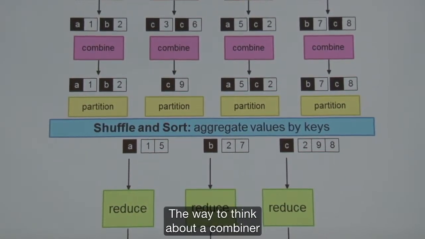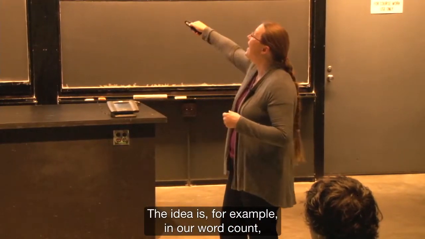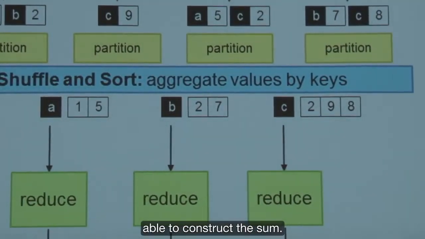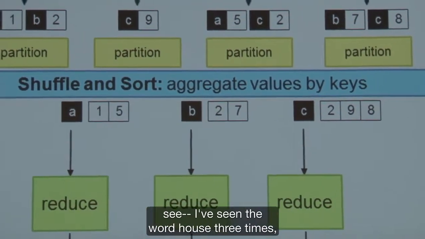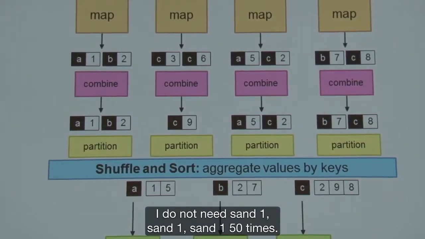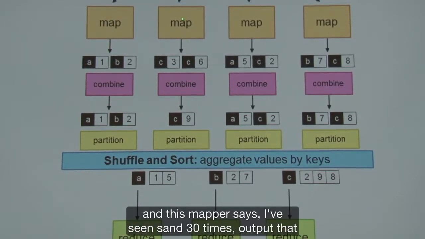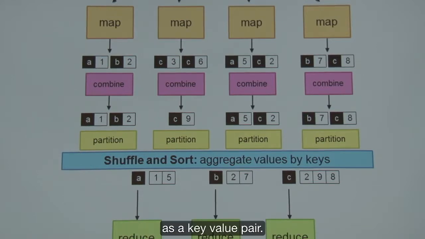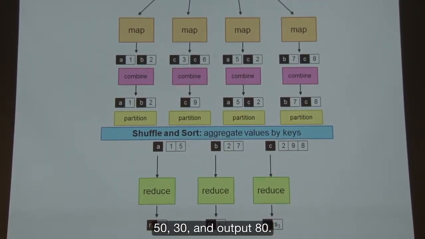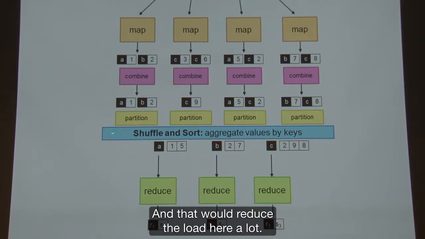The way to think about a combiner is almost like a mini reducer. The idea is, for example, in our word count, I do not need to see every 1 for this particular word to be able to construct the sum. It would be totally fine if this mapper would already see, I've seen the word house 3 times, and I've seen the word Sam 50 times. I do not need Sam 1, Sam 1, Sam 1 50 times. I would be equally happy if this mapper says, I've seen Sam 50 times, and this mapper says, I've seen Sam 30 times. Output that as a key value pair. Then in this reduce here, it would get Sam 50, Sam 30, and output 80. I could aggregate the results before the shuffle and sort, and that would reduce the load here a lot.